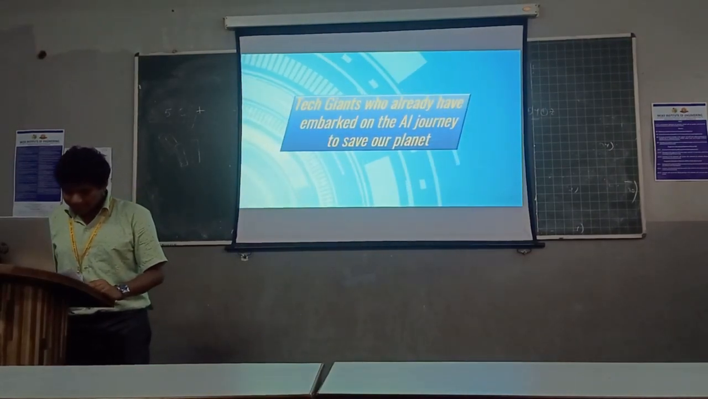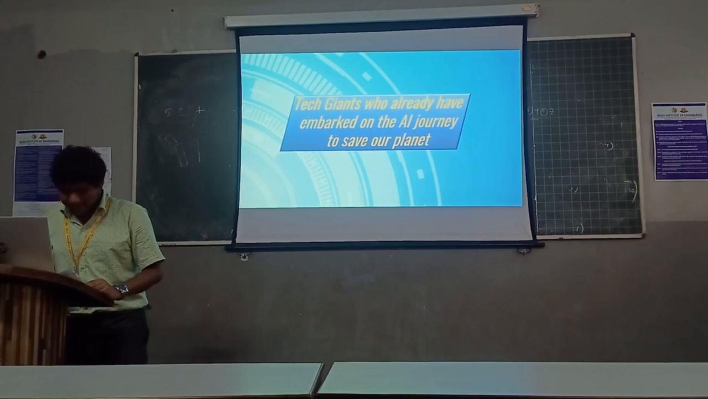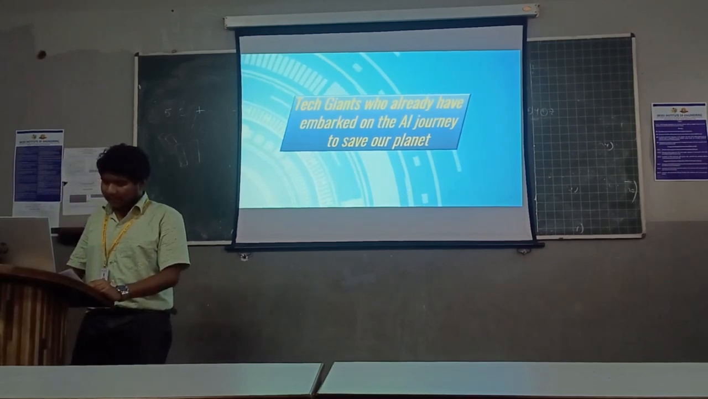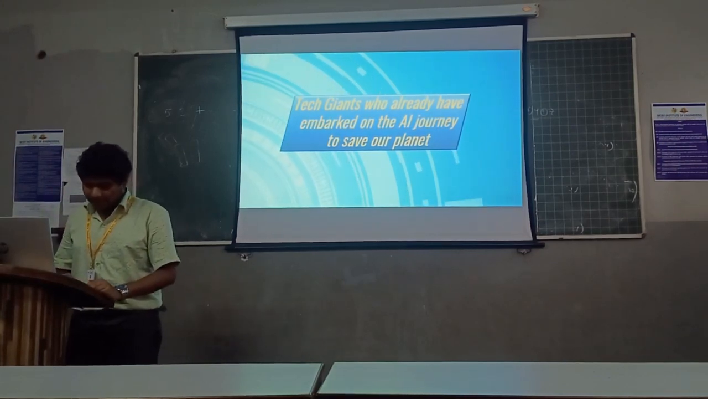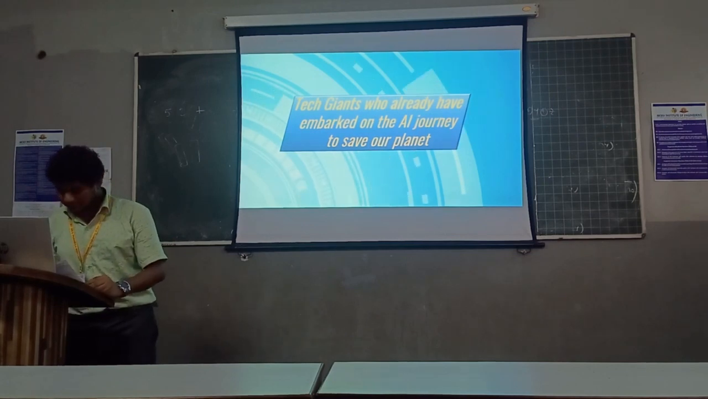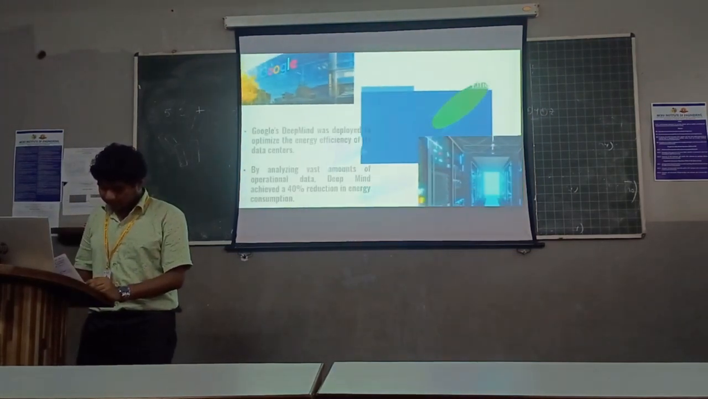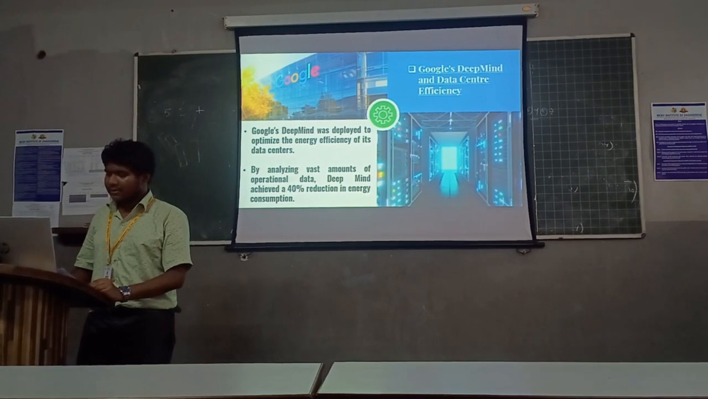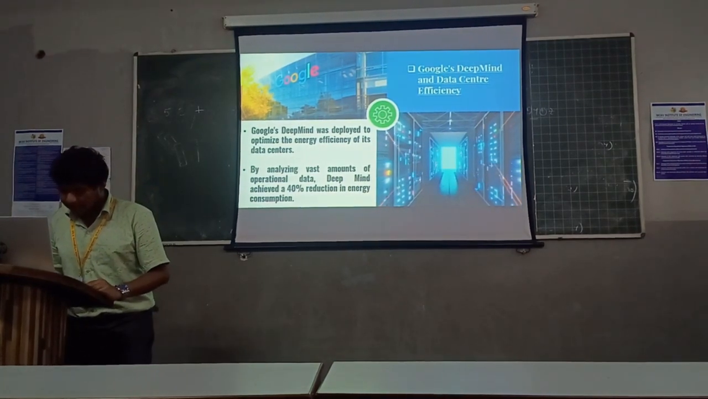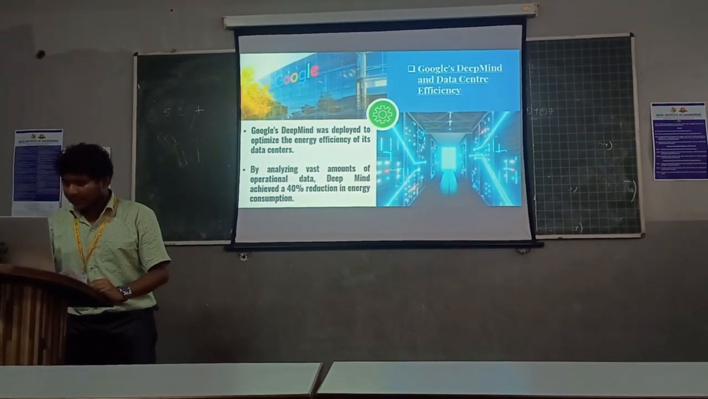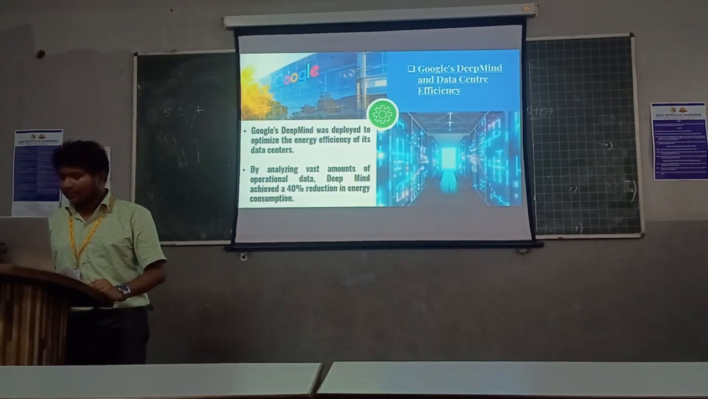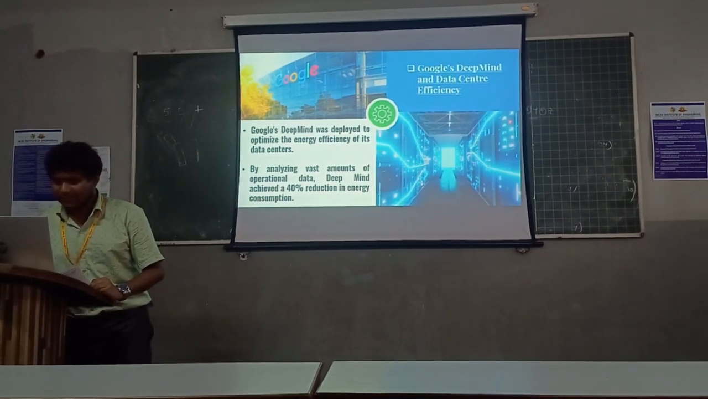So here we have given some examples that giant tech companies are implementing through AI and ML to save our planet. The first project is done by our dream company Google. The name of the project is Google DeepMind and Data Center Efficiency.